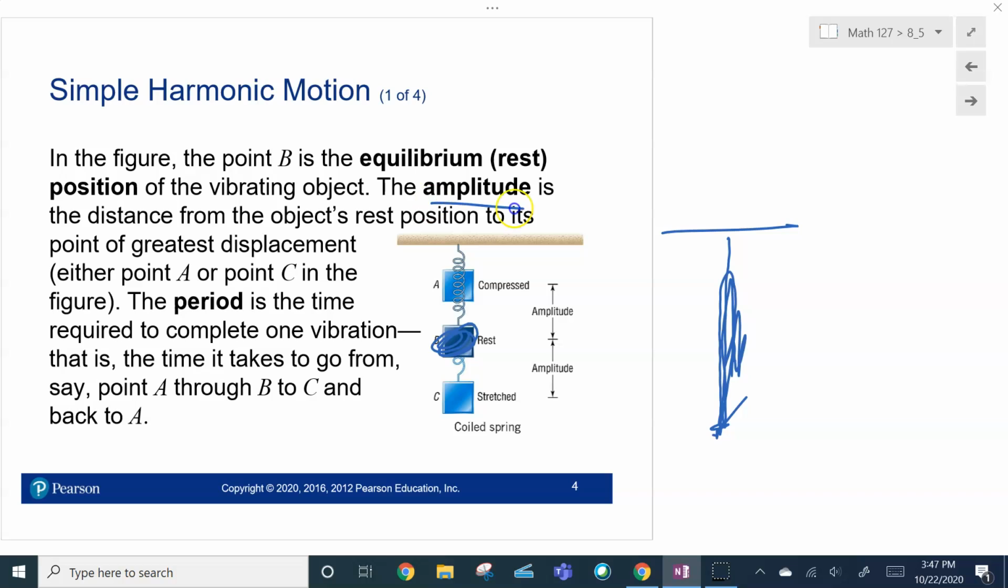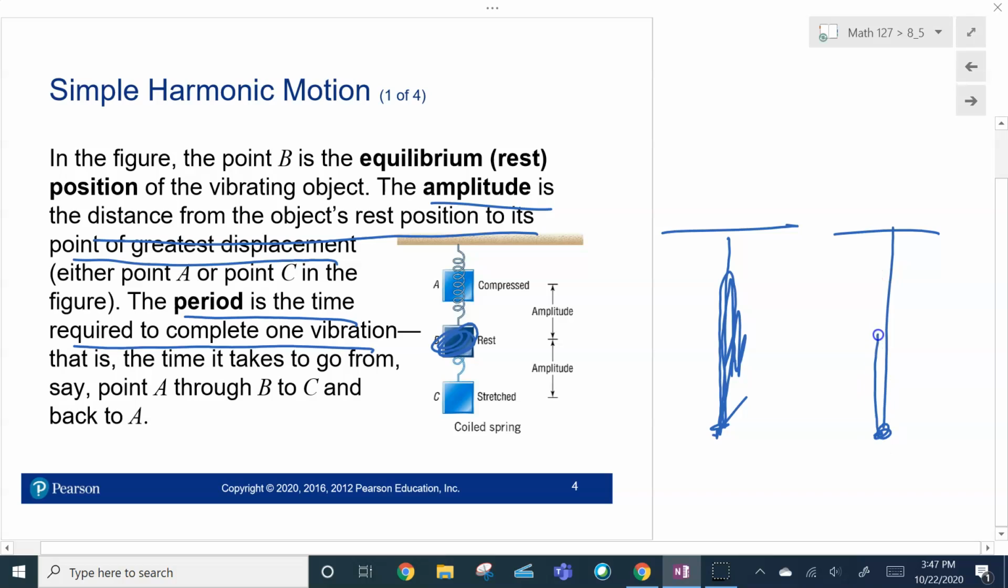So the amplitude is just the distance from the object's rest position to its point of greatest displacement. The period is just how long it takes to complete one vibration. For example, if we have it stretched out and then we let go, how long does it take, and we're ignoring friction, by the way, for it to get back there? That's the time it takes. That's one period.